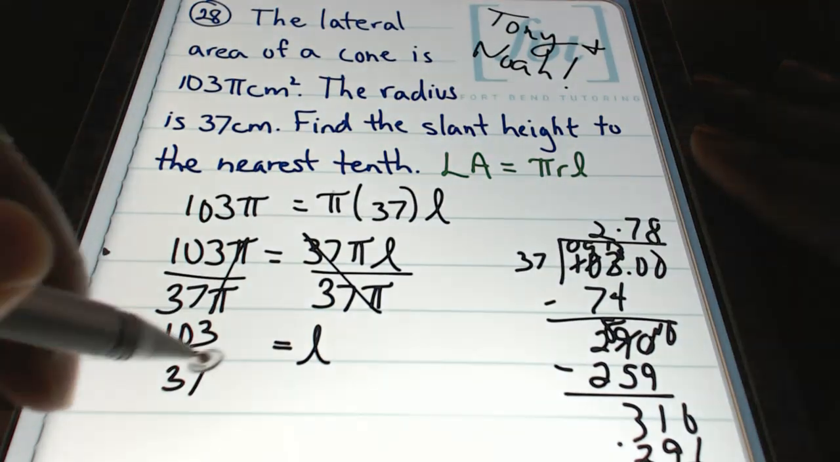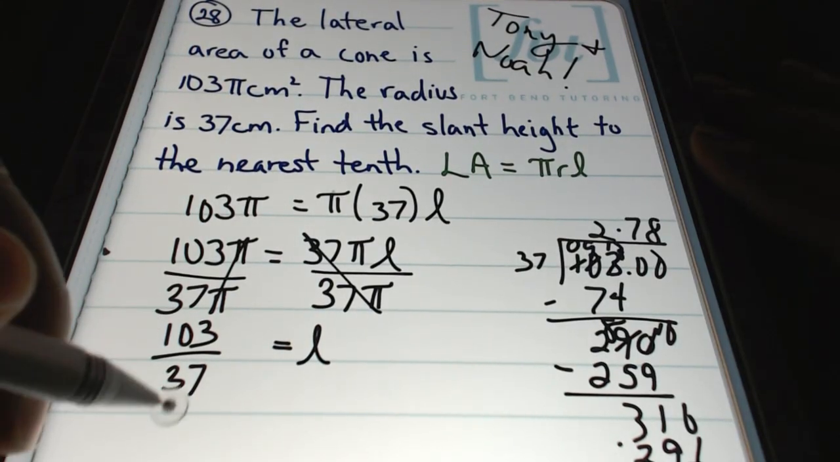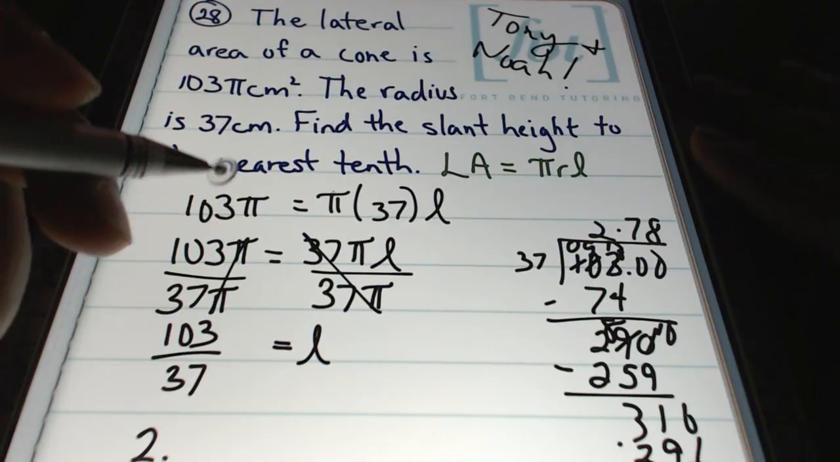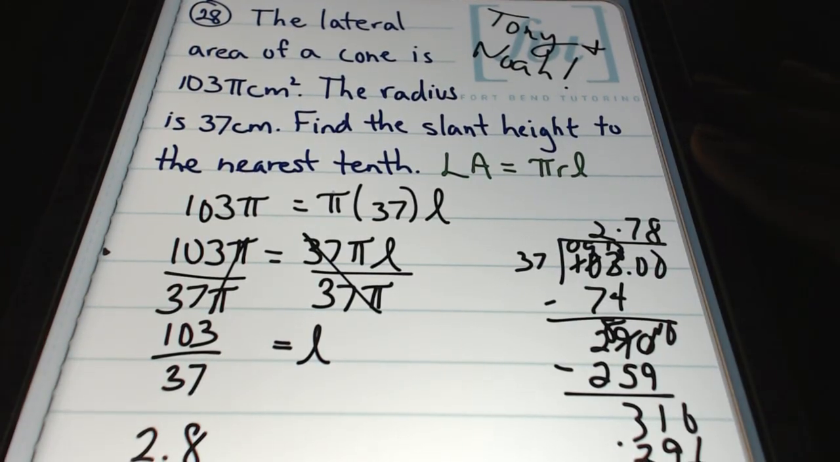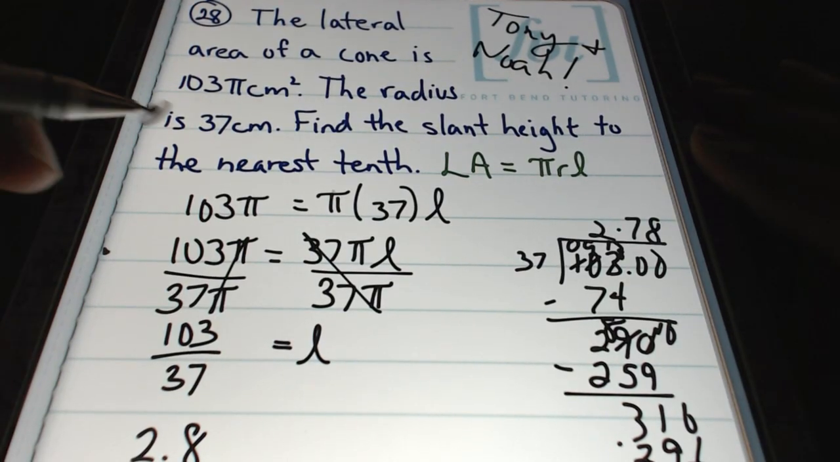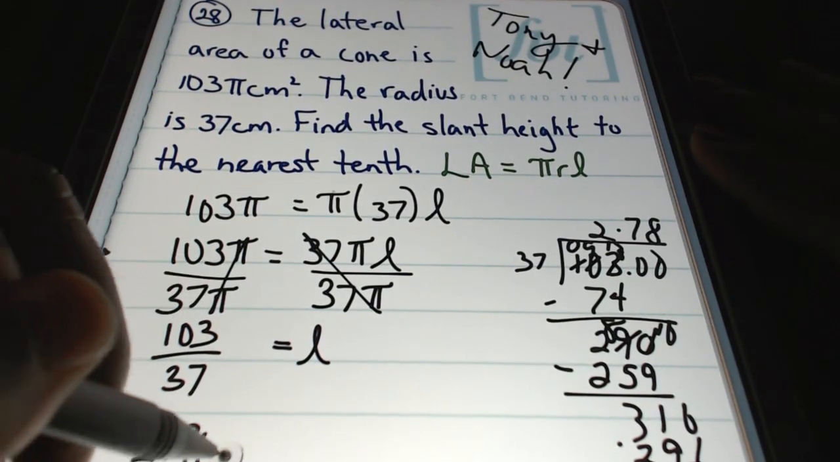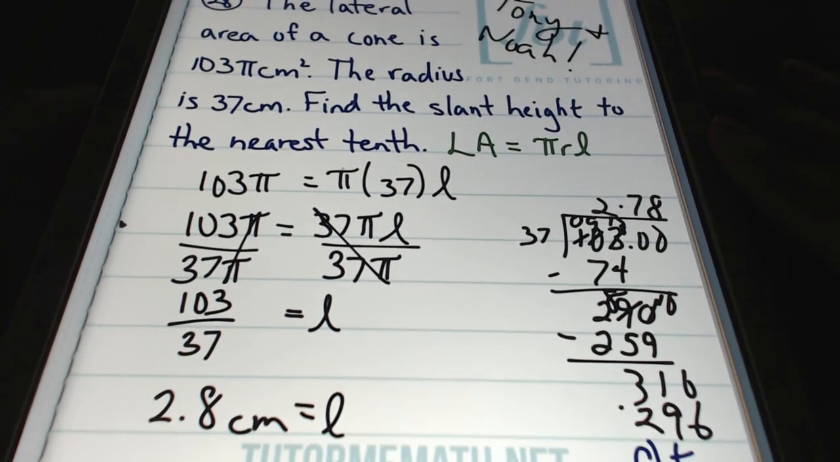And so we can round, once we have this, to the nearest tenth. And so our slant height, guys, is going to be 2 and 8 tenths. That's what we got. We got 2 and 8 tenths for our slant height, and that's going to be to the first power, centimeters. Good deal. Done and done.